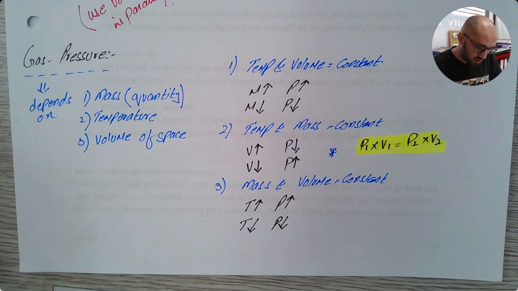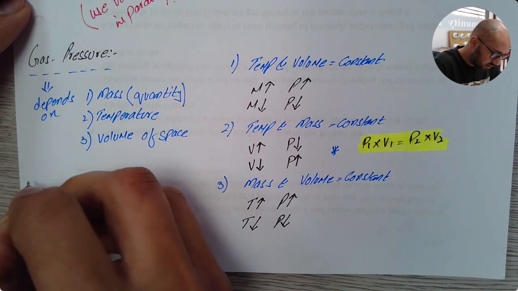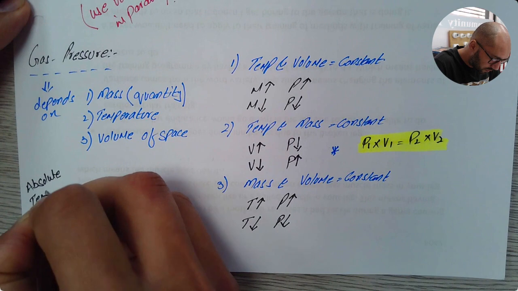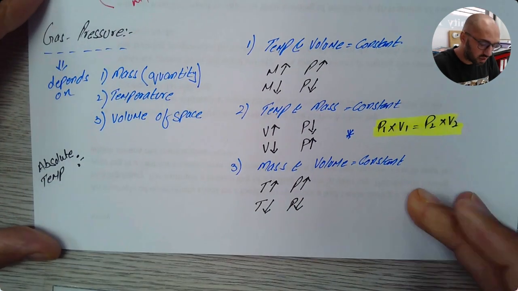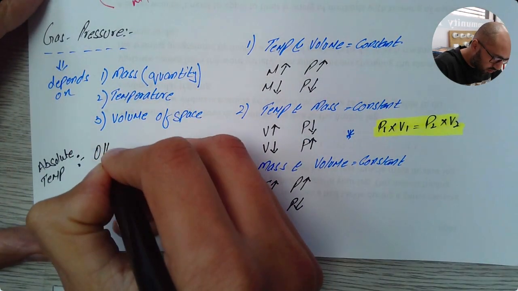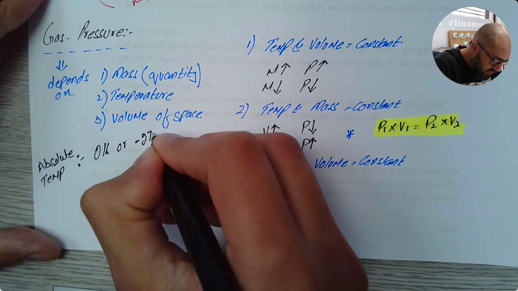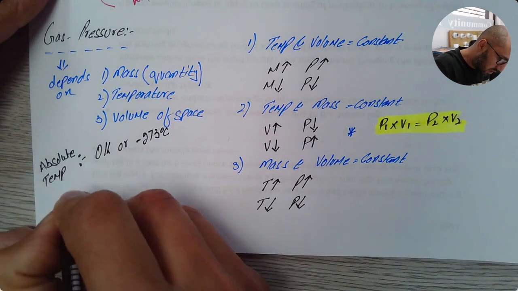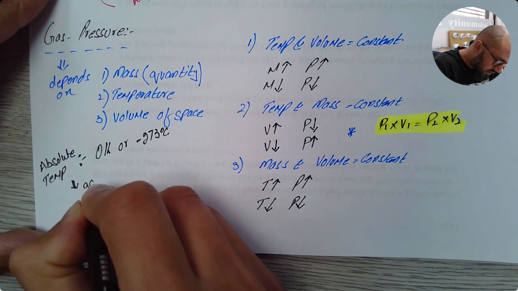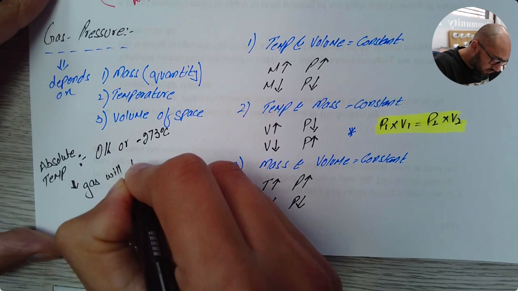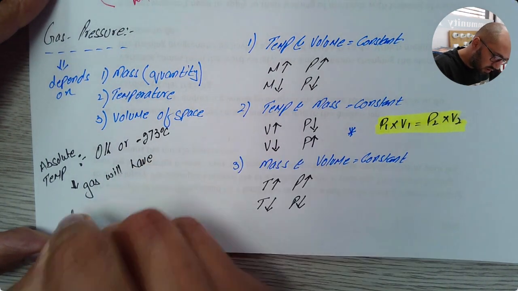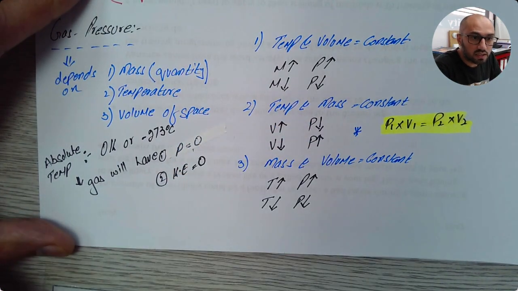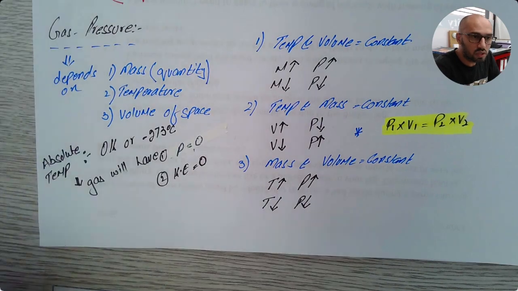One last bit on this topic, and then that will be the end of this topic. Something called absolute temperature. Now, absolute temperature is basically 0 K or minus 273 degrees Celsius. This is what we call absolute temperature. At this temperature, the gas will have zero pressure. Number two, the KE of particles will also be zero.